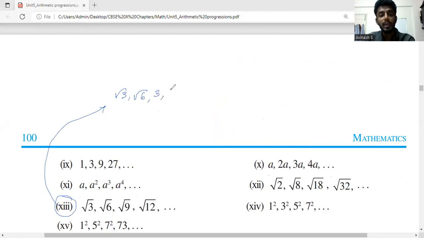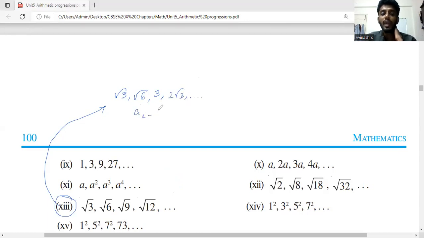And root 12 can be written as 2 root 3, because when you simplify 12, you get 2 twos times 3. For this 2, we can take 2 out, so we get root 3, I'm sorry, for these 2, we can take 1, 2 as common out. So we get like this. So this is the simplified AP.